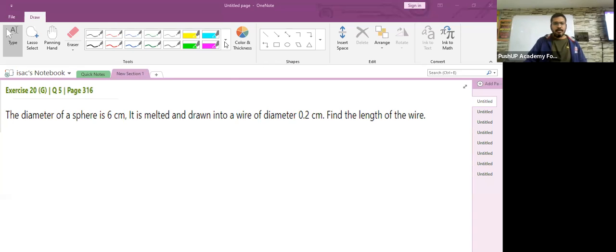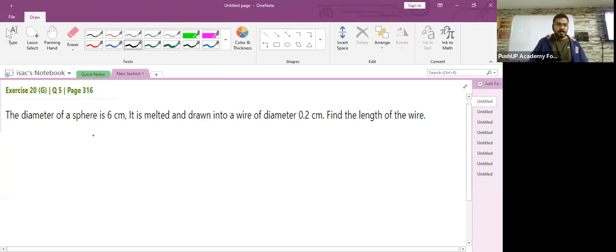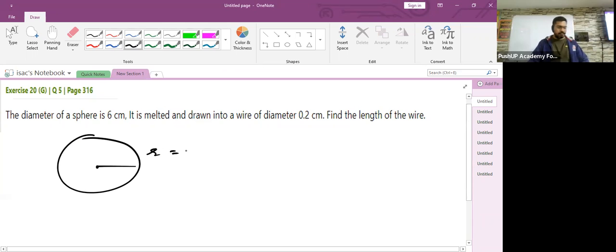All right, so let's start. This is the meaning of the question. There is a sphere made of metal whose radius is how much? 6/2, isn't it? Because the diameter of the sphere is given to you as 6. So the radius will be 6/2, which is equal to 3 centimeters.